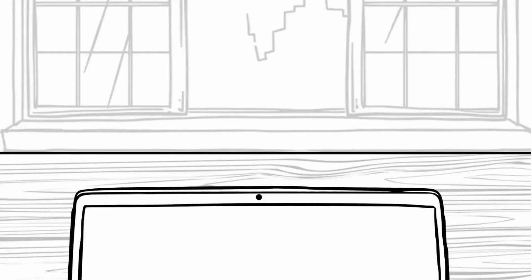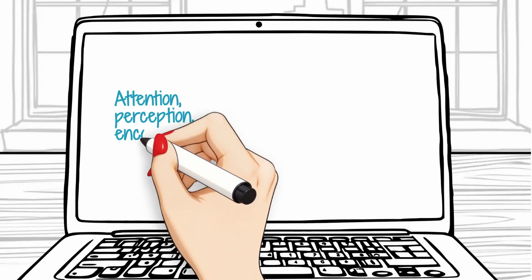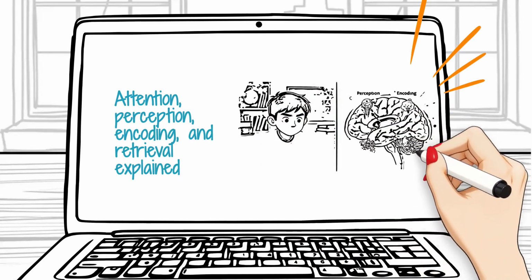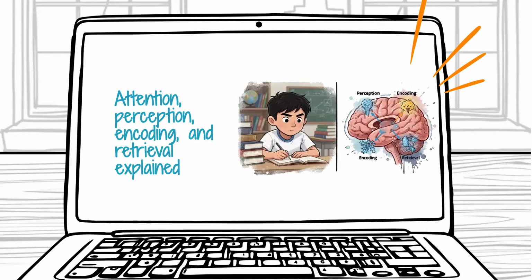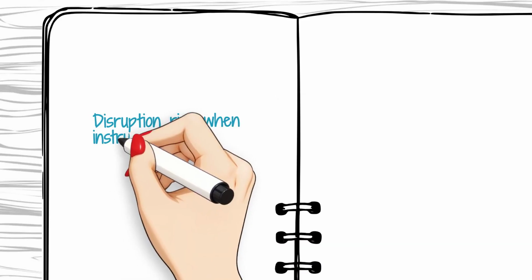Attention is the gateway to cognition. Without attention, information cannot be effectively encoded. Perception then interprets sensory input, assigning meaning based on context, prior knowledge, and expectation. Encoding refers to the process of transforming experience into memory traces, while retrieval involves accessing stored information when it is needed. Each step is vulnerable to disruption, especially when instruction is poorly sequenced or overly dense.